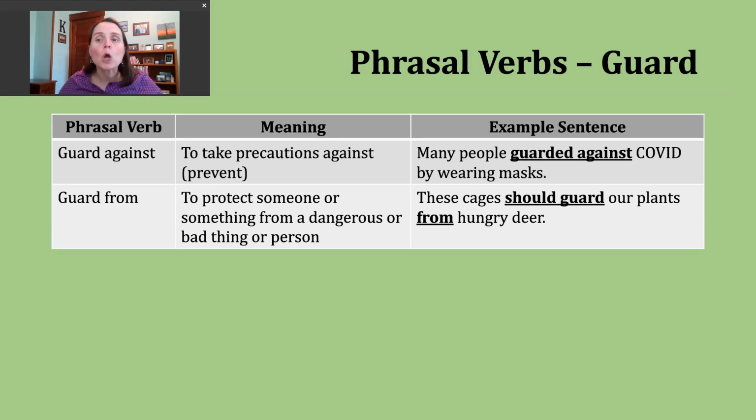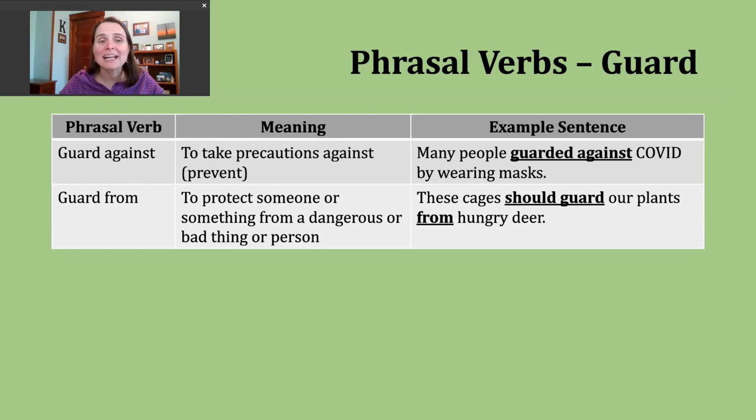Many people guarded against COVID by wearing masks. Maybe you were one of these people. You were taking this precaution. You were making sure you weren't breathing in other people's germs. So you were preventing catching this, or you were trying to stop it before it happened.